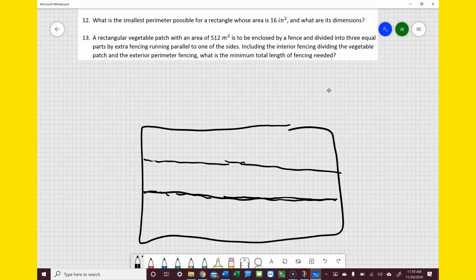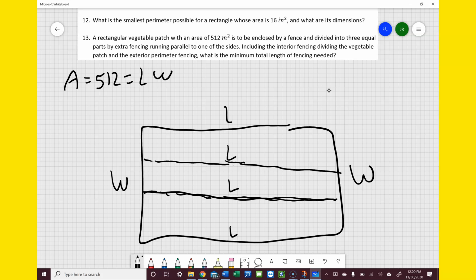All right. It wouldn't have mattered. I could have drawn the extra fencing running this way. You could do it either way. So let's say this is L and L and L and L and W and W. Okay, so the area has to be 512. Area is 512, which is going to be length times width. And I'm trying to minimize the amount of fencing used.